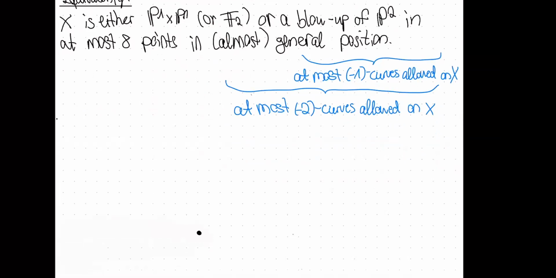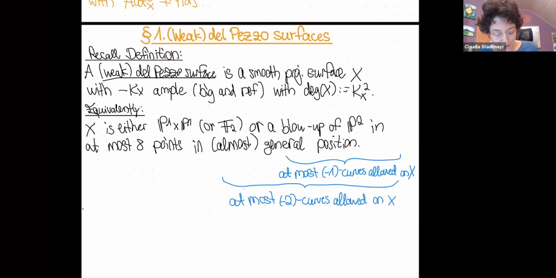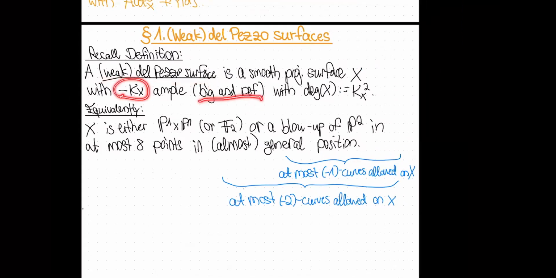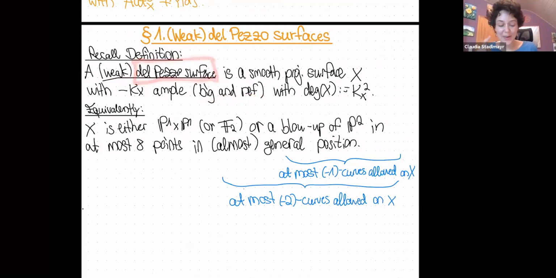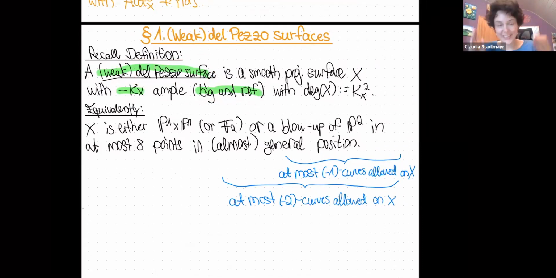But minus canonical class is not ample. Okay, maybe the writing of my definition was not so clear. Yeah, big enough. So a weak del Pezzo surface is one where minus K is big enough, and a del Pezzo surface is the one where -K is ample. Maybe I could have highlighted it a little bit. Okay, so we know that general position means -1 curves are allowed. Almost general position means -2 curves are allowed.